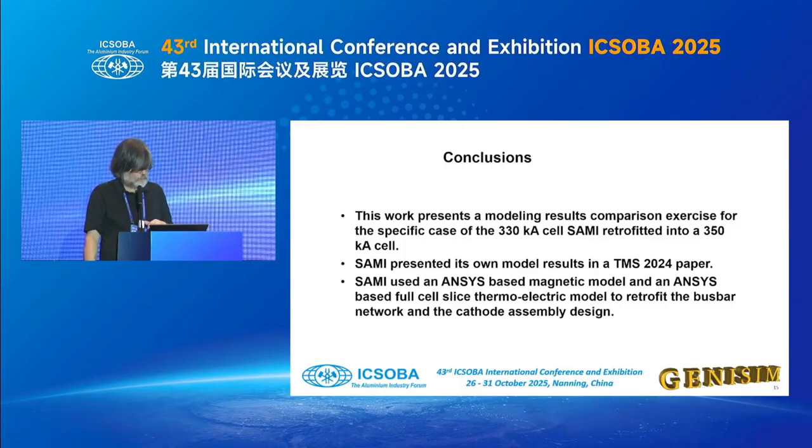So the conclusion is that it was fairly easy for me to reproduce what SAMI have done for their retrofit, so that they get confidence, and you get confidence in general, to use MHD Valdez to do cell stability.